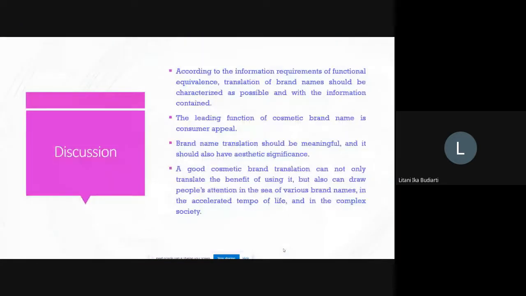And this is the second one about the discussion. According to the information requirements of functional equivalence, translation of brand names should be characterized as possible and with the information contained. And the leading function of a cosmetic brand name is consumer appeal. Brand name translation should be meaningful and it should also have aesthetic significance. And a good cosmetic brand translation can not only translate the benefit of using it, but also can draw people's attention in the sea of various brand names in the accelerated tempo of life and in the complex society. So as I have said before, once again it is more about linguistic use, but also to advertise to people, to affect them, to catch their attention on the product.